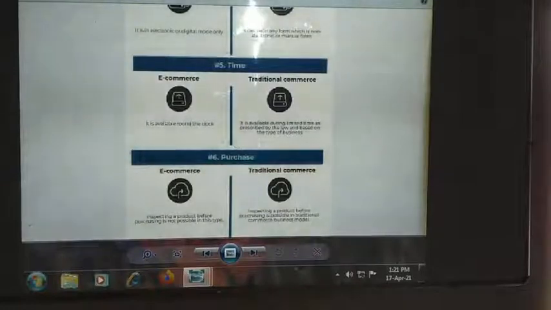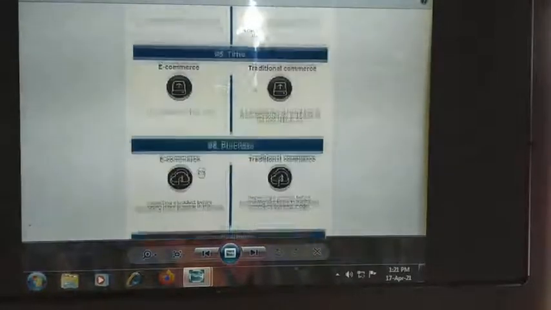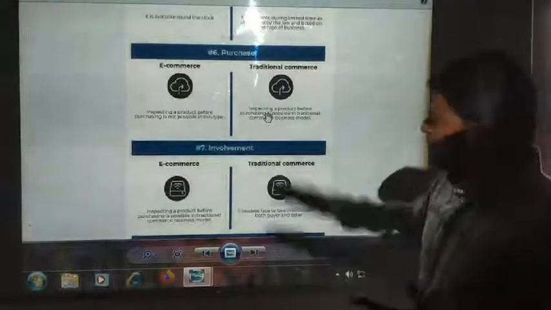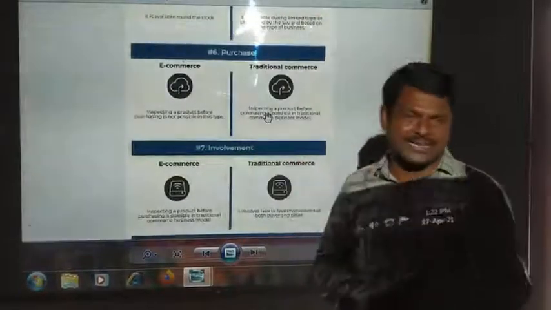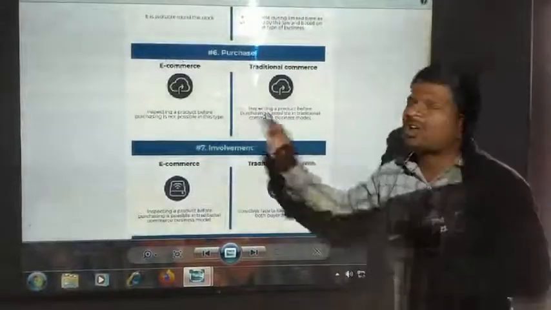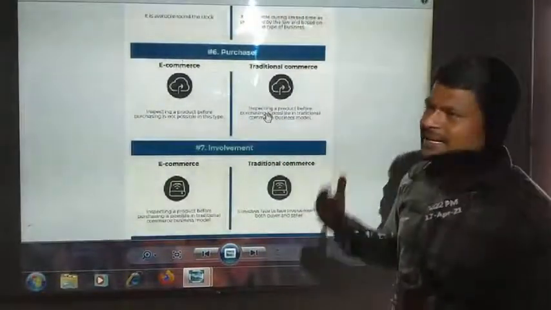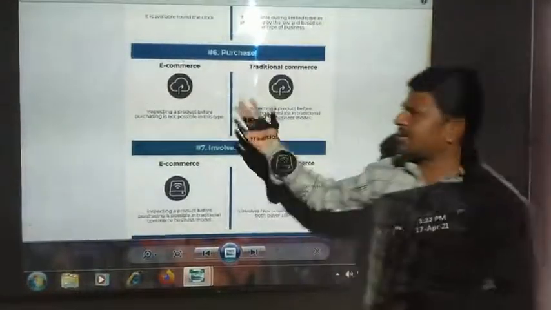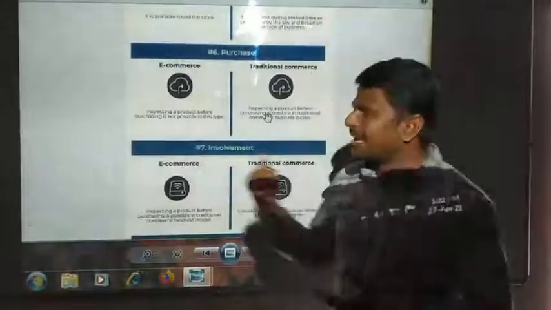If you see the next difference here, purchase. When we are purchasing a product, inspection of the product before purchasing will not be done in e-commerce. Inspection can only be done in what? Traditional commerce. That is one of the disadvantages we can say in e-commerce.